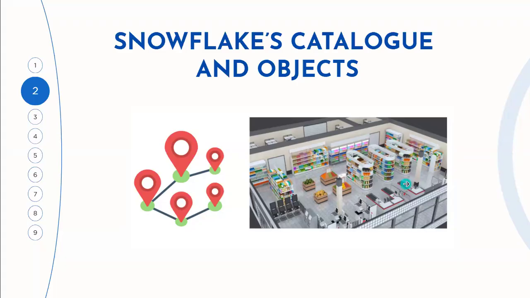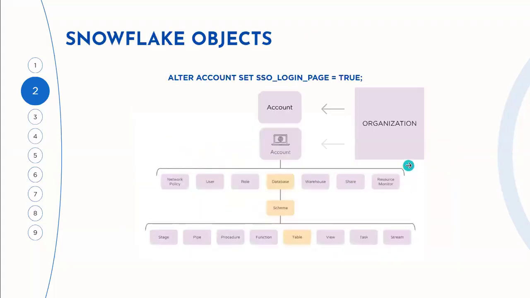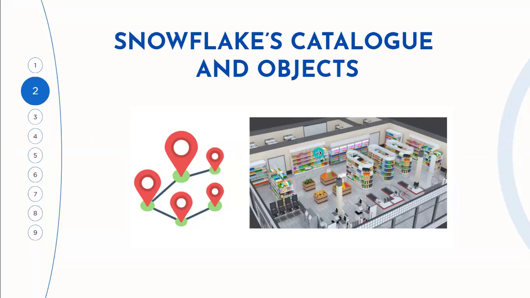Consider this Snowflake account is like a supermarket. Assume you have entered into a supermarket. All the objects are placed category wise, right? All the cool drinks will be in one rack, all the vegetables will be in one rack, all the groceries will be in one rack, like that, right?